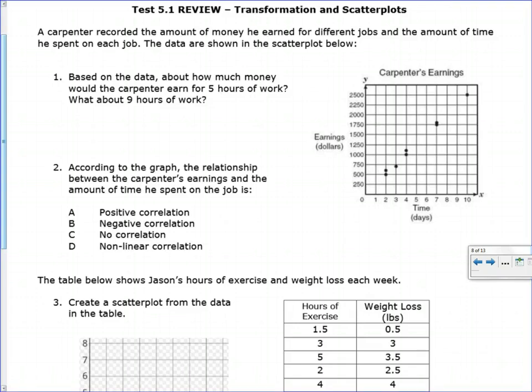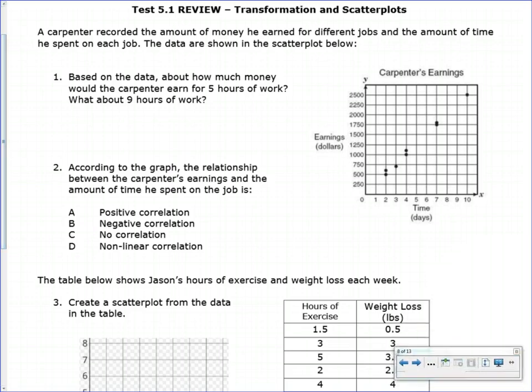So number one, based on the data, how much money would the carpenter earn for 5 hours of work, and what about 9 hours of work? So we're making a prediction on a scatter plot. The first thing we need to do is draw a trend line that represents our data. Okay. So for 5 hours, we're going to go over to 5 on the x-axis, and we go up until we meet our trend line.